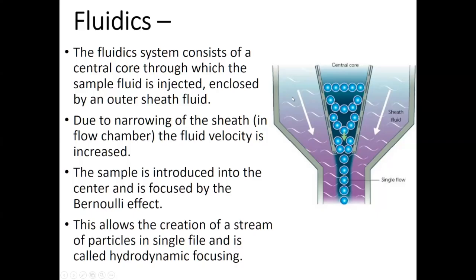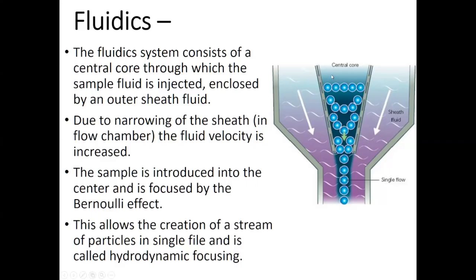So there is an outer faster moving sheath fluid, and there is an inner core of cells or particles. When they come to this area of funneling in the flow chamber, due to Bernoulli's effect, the cells which are random become a single file pattern. This is called hydrodynamic focusing. This is the first tick for a quality check in your flow cytometer. If hydrodynamic focusing is not done properly, cells will not go in a single file pattern, and obviously the data you collect is all useless.